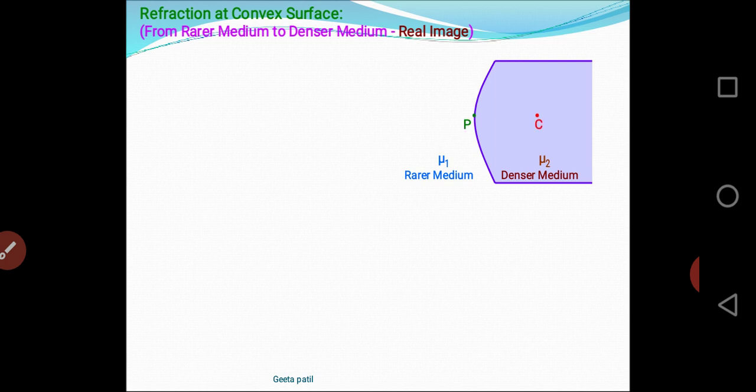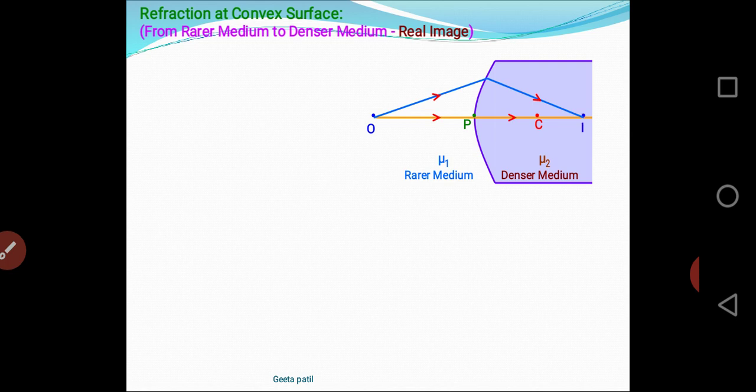Mu1 be the refractive index of rarer medium, where mu2 be the refractive index of denser medium. C be the center of curvature for this convex surface, and P be the pole of this given convex surface. This is the principal axis, which is the straight line passing through the pole of refracting surface and the center of curvature of the surface. Let us consider a point object O placed on the principal axis.